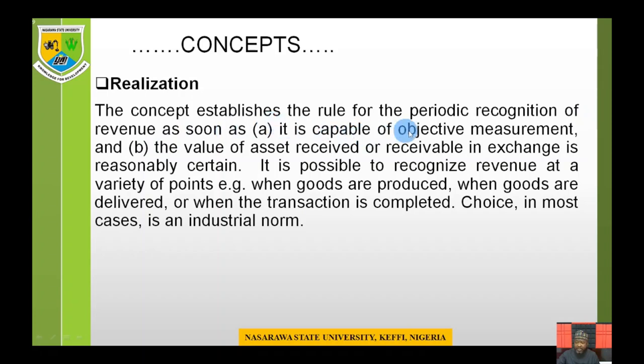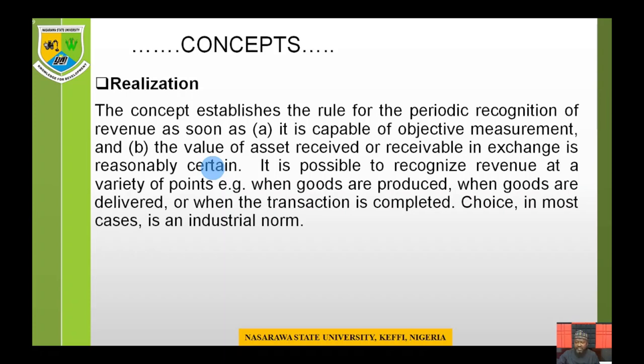As soon as it is capable of objective measurement, i.e. if you can objectively measure this revenue, you go ahead and record it in books of account. And number two, the value of the asset received or receivable in exchange is reasonably certain. So if you are able to objectively measure it, and the value to be received or the value that you have received can be ascertained, then you can go ahead and recognize such a revenue in books of account.